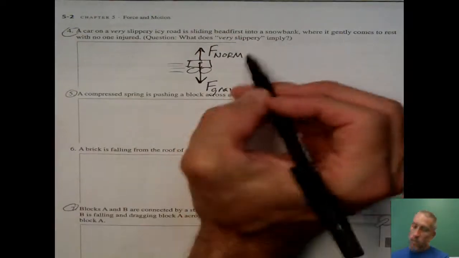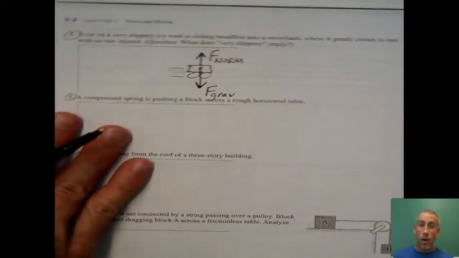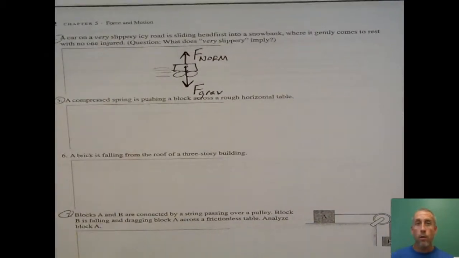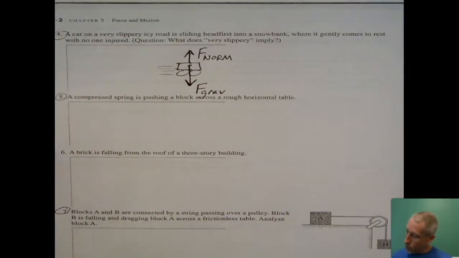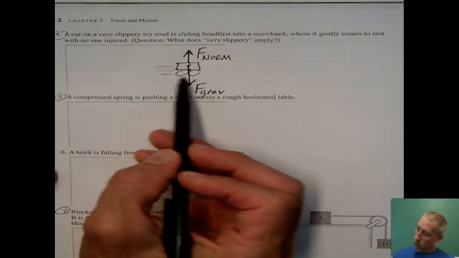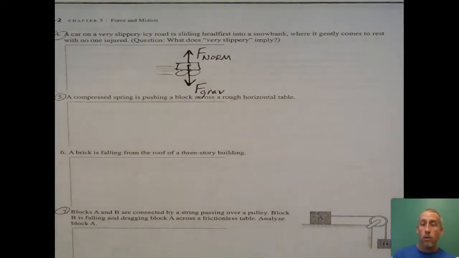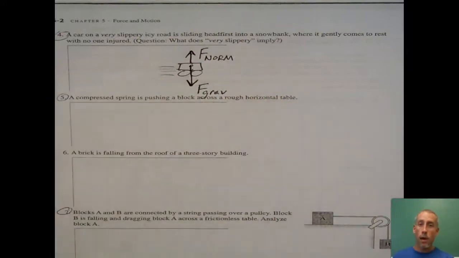Notice it says very slippery. That implies that it's so icy that we will not include friction as a significant force. If we did, we would have to know, are the tires locked so that it's sliding? If it was sliding, then we would have friction opposing that sliding and it would be leftward, but we're not going to include that here.